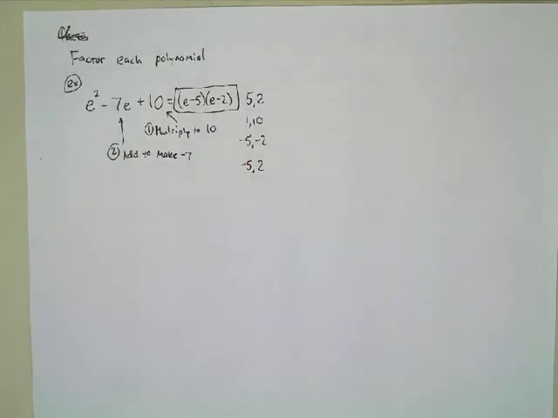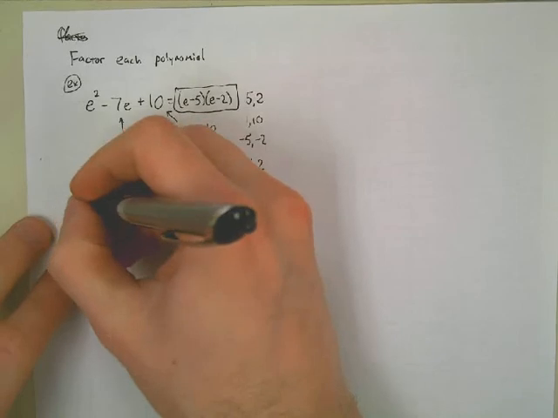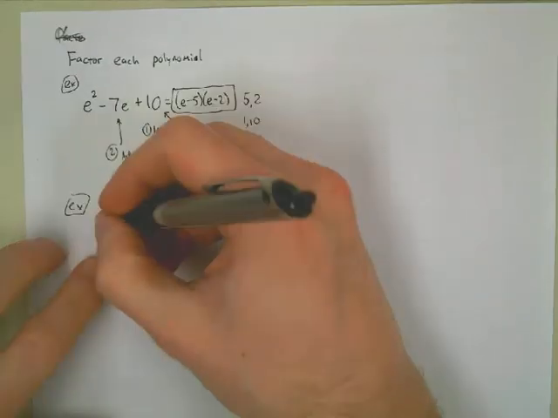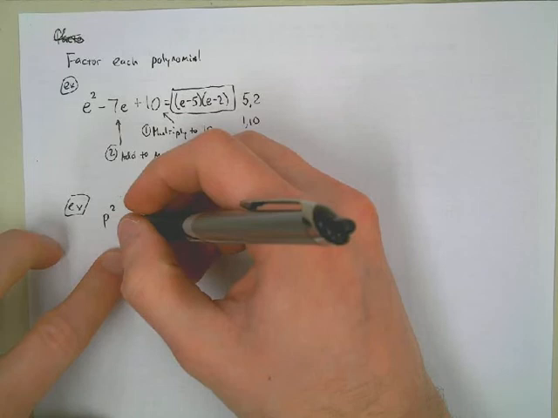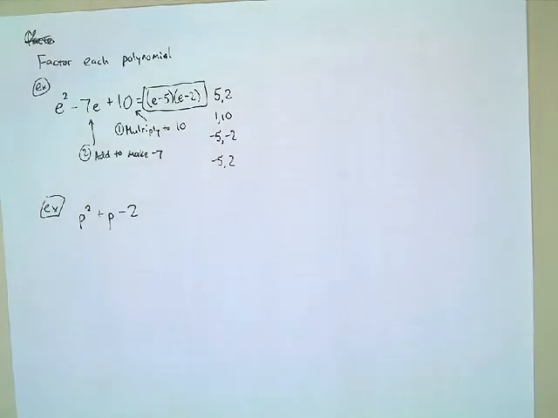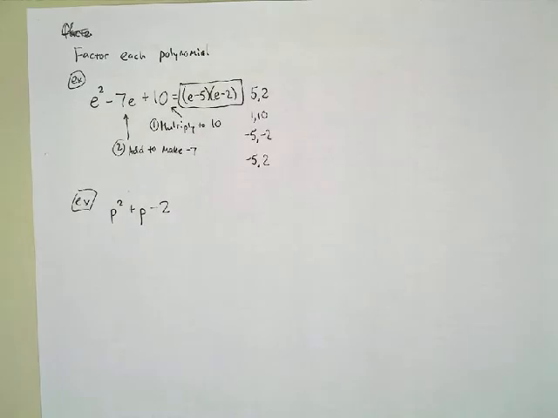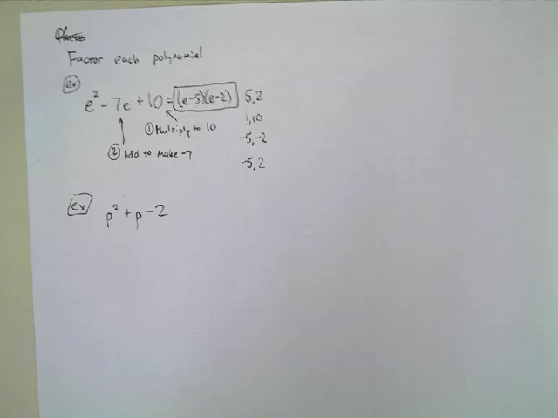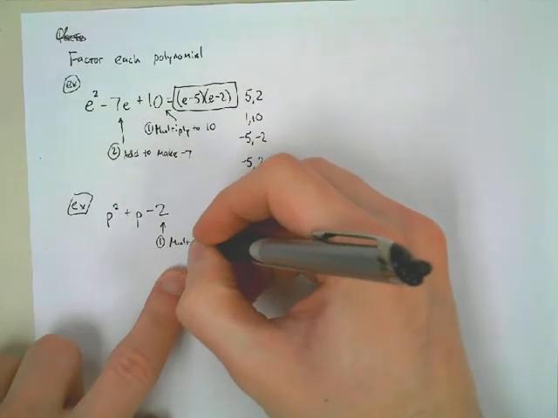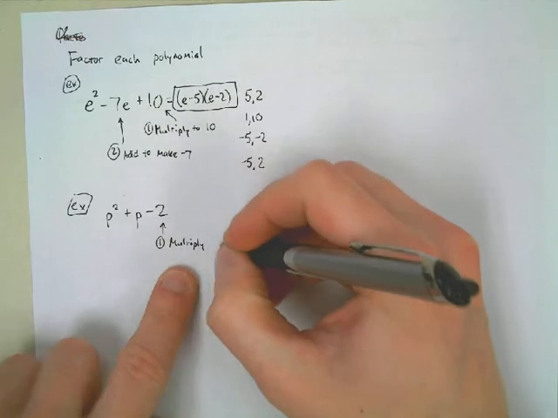All right. So let's do P squared plus P minus 2. Okay, P squared plus P minus 2. The same principles still apply. We have to multiply to negative 2. So we need numbers that multiply to make negative 2, but add to make, what number is here? One. One, yes.